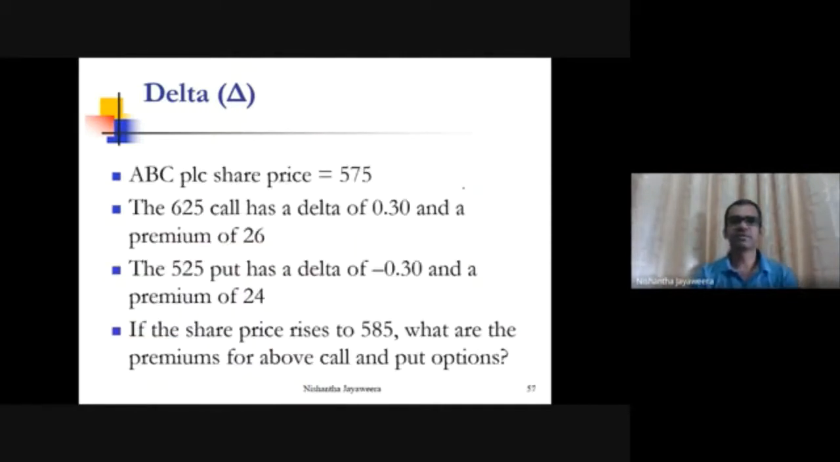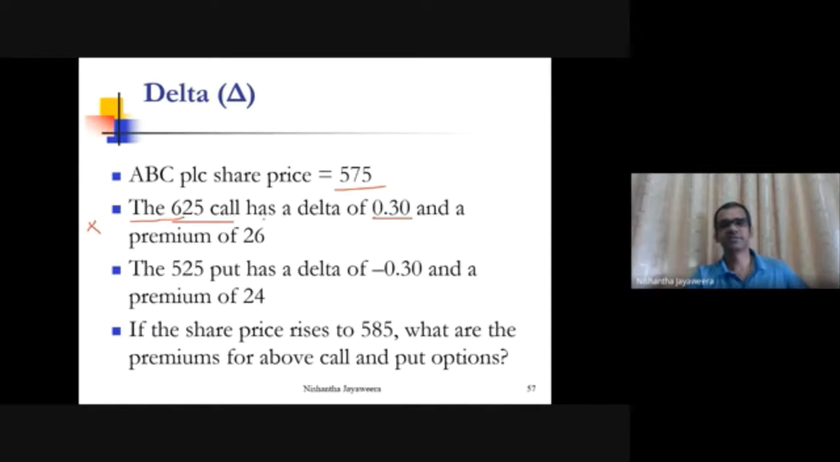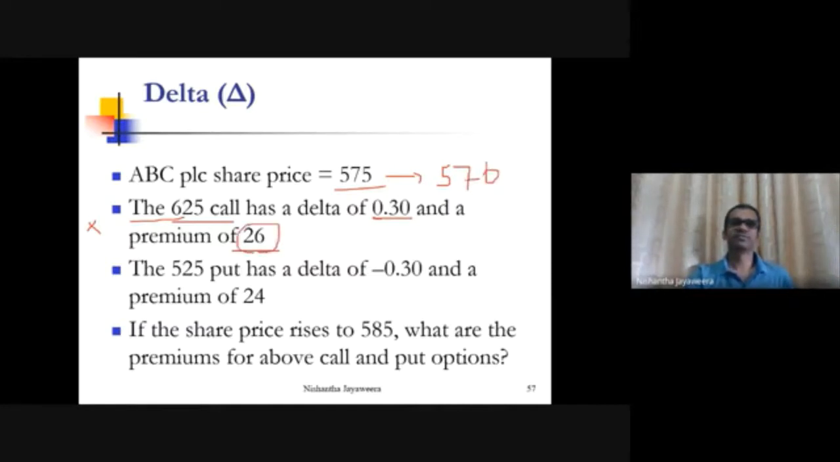So this is an example. ABC share price 575, 625 call. What does it mean? This 625 is the strike. This is delta. Since it's a call, it's a positive delta, and the premium is 26. What does it mean? If this price increased to 576, what would be the new premium?